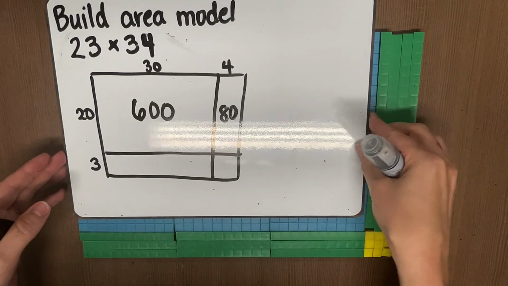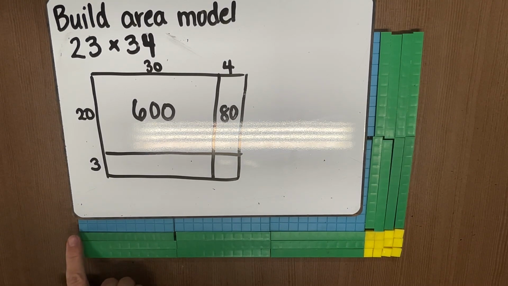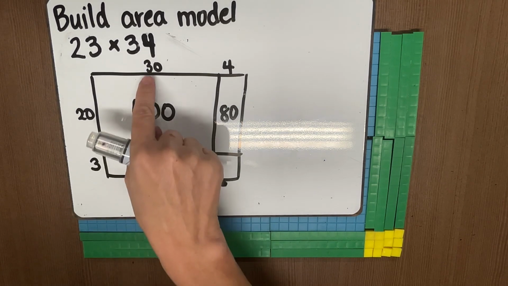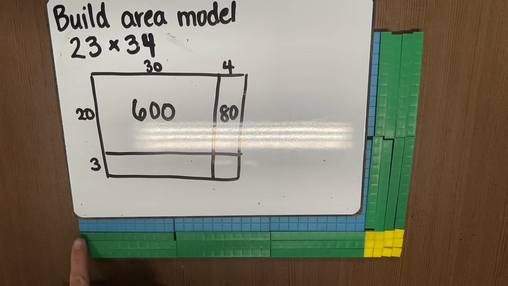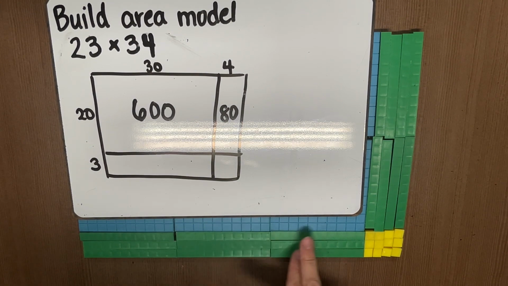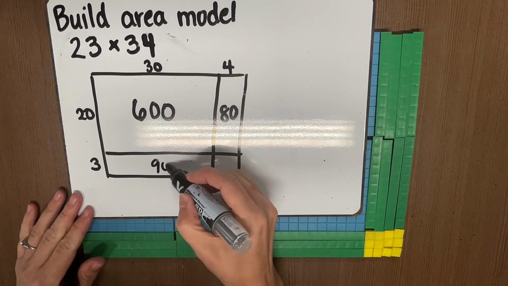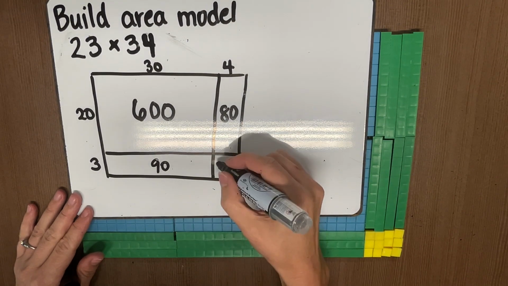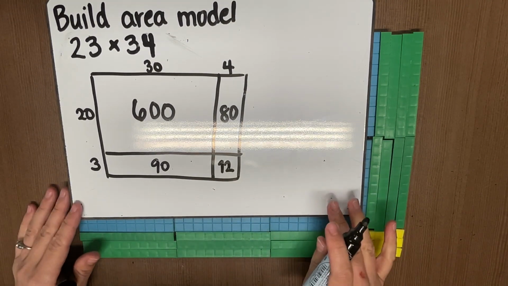Let's look at my other tens. It is 3 by 30. I can even think small. 3 times 3 is 9, so 3 times 30 is 90, and I can see 30, 60, 90. And we had just talked about our ones. It is 3 by 4, which is 12.